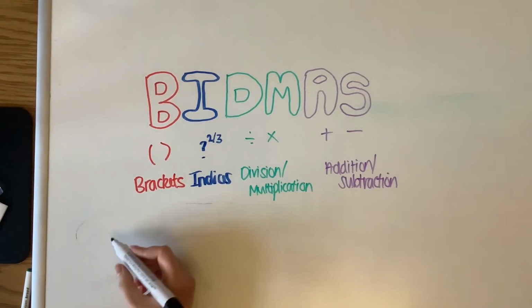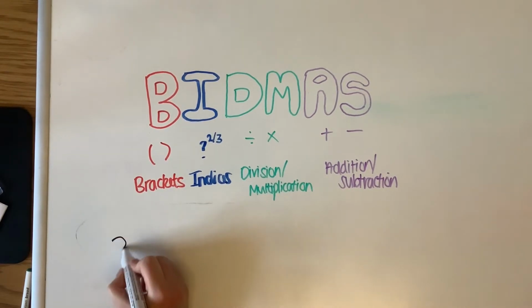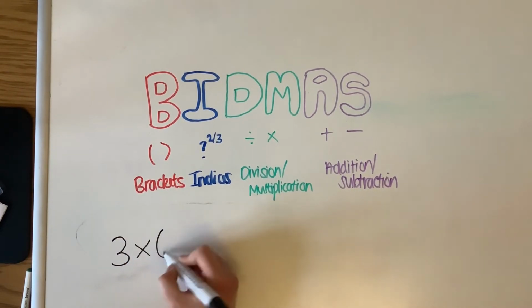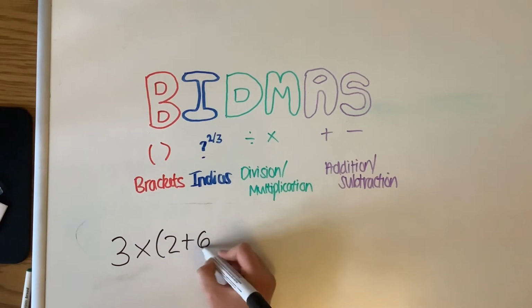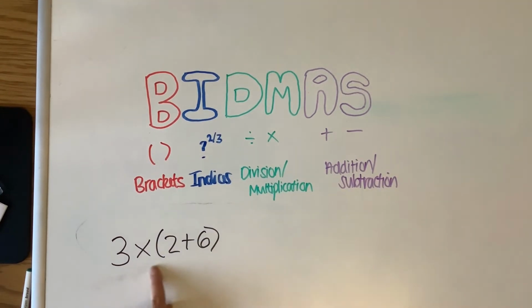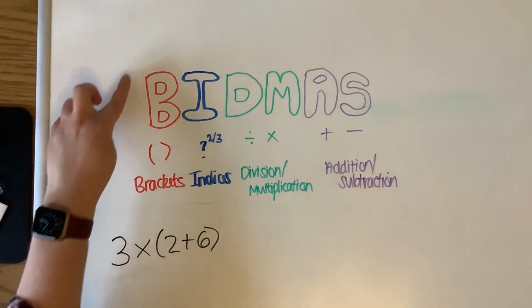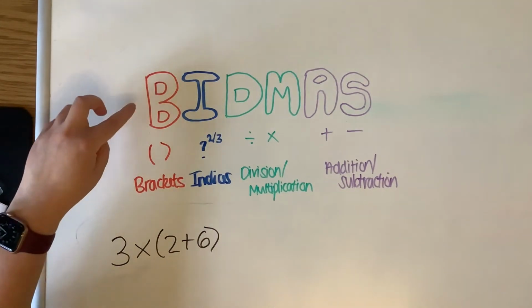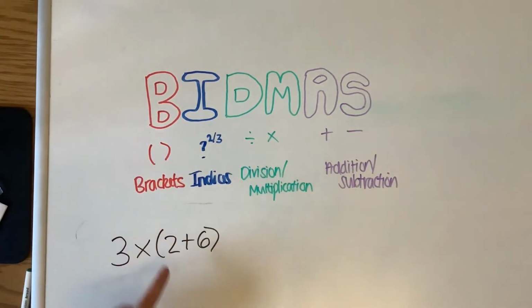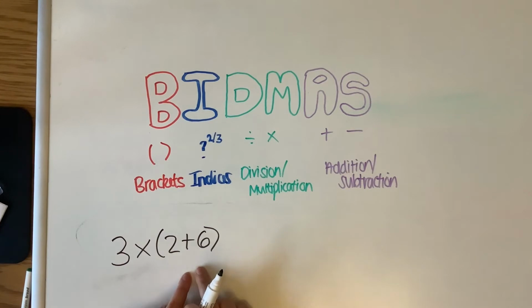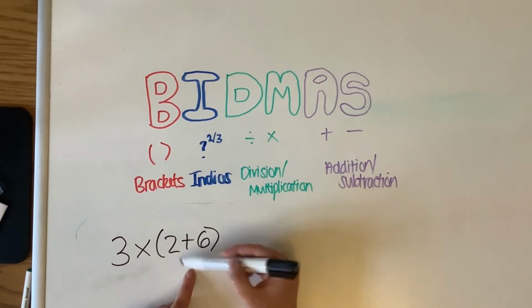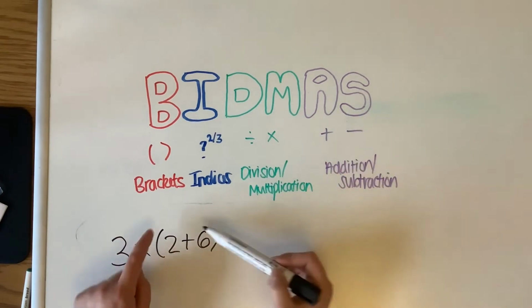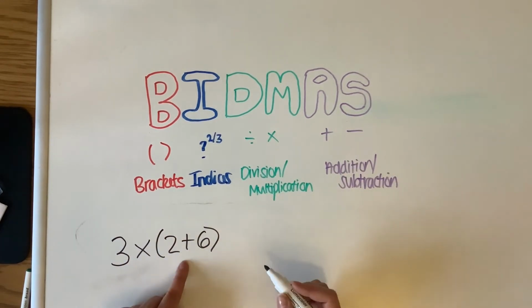So the first one we have a look at is 3 times (2 plus 6). It's always important, just like when we're reading numbers, to start with the left. So always start with B and check, are there brackets? Yes, there are brackets. Inside my brackets is 2 plus 6. Even though it's an addition, which is kind of what we do last, because it's within a bracket, we always do that first.